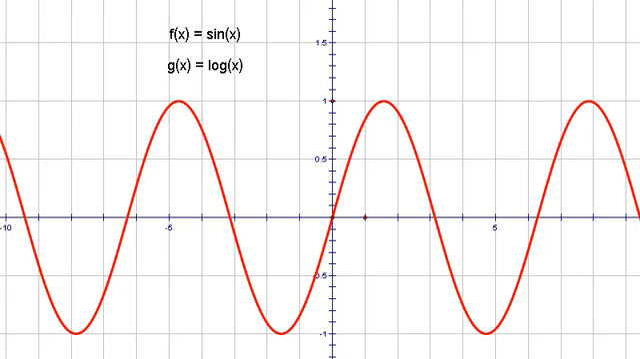We're composing functions together, and I'm really curious to see what's going to happen when I compose sine and log. Here's my sine curve, and everybody knows the domain of the sine curve is all the real numbers, and we know the range is -1 to +1.